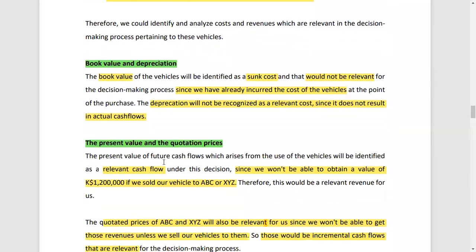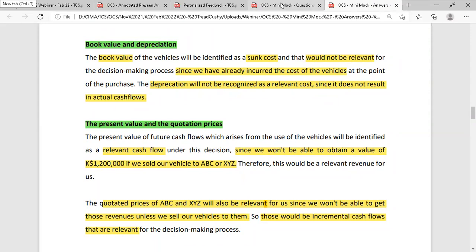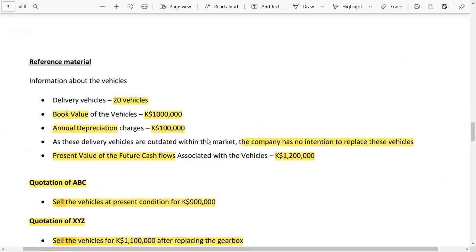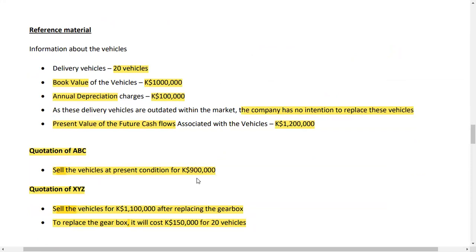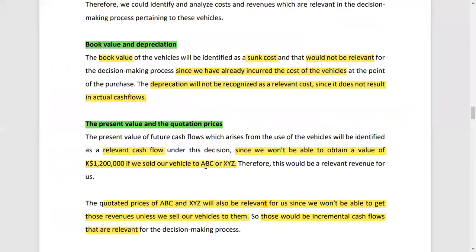The present value and the quotation price. The relevant cash flow under this decision is the present value, since we won't be able to obtain a value of $1.2 million if we sold our vehicles to ABC or XYZ. Yes. So what are they quoting? ABC is quoting 900,000, XYZ is quoting 1.1 million minus 150,000, which comes up to 950,000. So our present value of future cash flows is higher than that. So in such a context, it is considered to be a relevant cost.